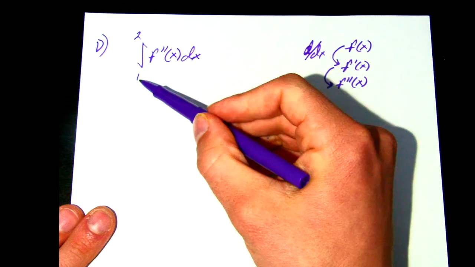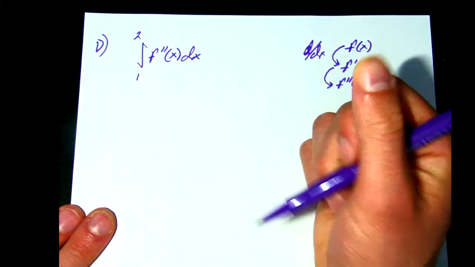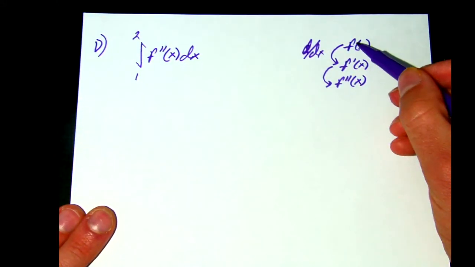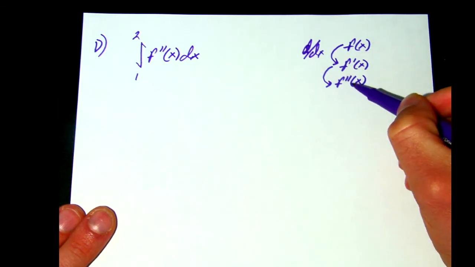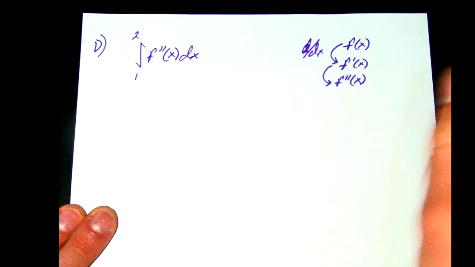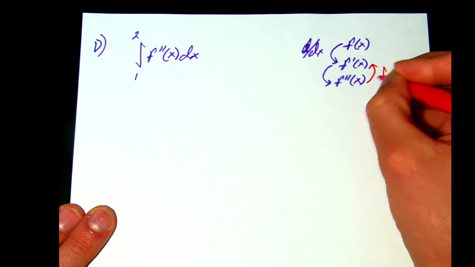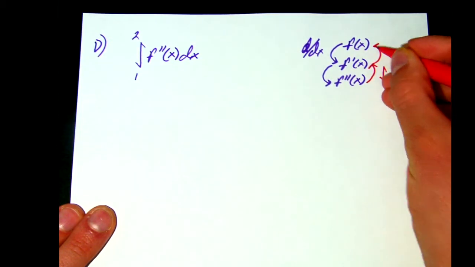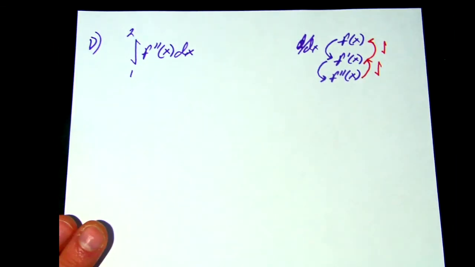So, the integral from 1 to 2 of f double prime of x dx. Now, first thing we have to know is that if you take the derivative of f of x, you end up with f prime. The derivative of that is f double prime. Now, last January, we learned that you can take the integral of f double prime and end up with f prime. And you can go from f prime to f by also taking an integral. So I'm going to rely on that fact for this one.